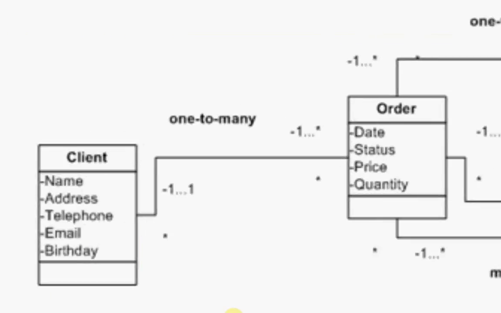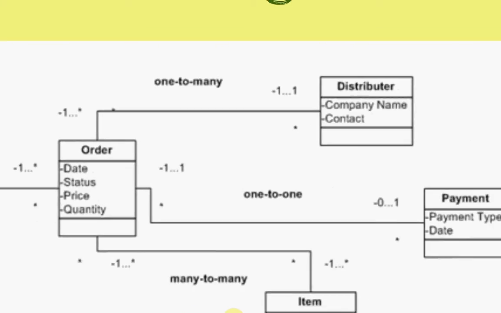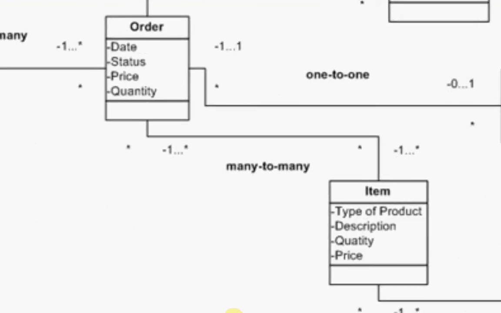Here we have the relationship between the clients class and the orders class. It has a one-to-many cardinality, which means that a client can make several orders, but an order is only associated to a client. This is the relationship between the order and the distributor, the order and the payment relationship, and here we have the relationship between the order and the item.